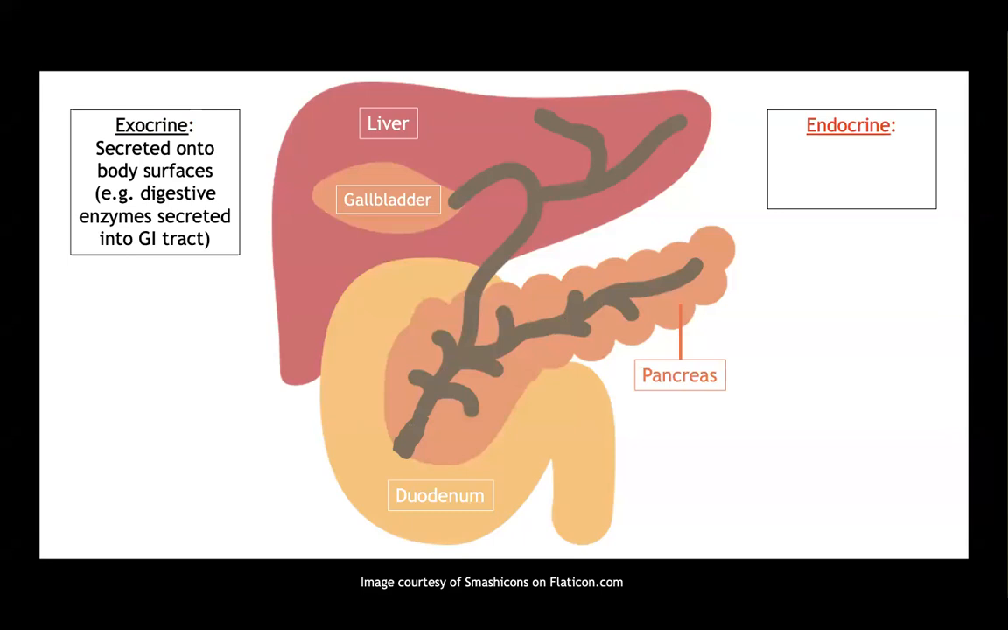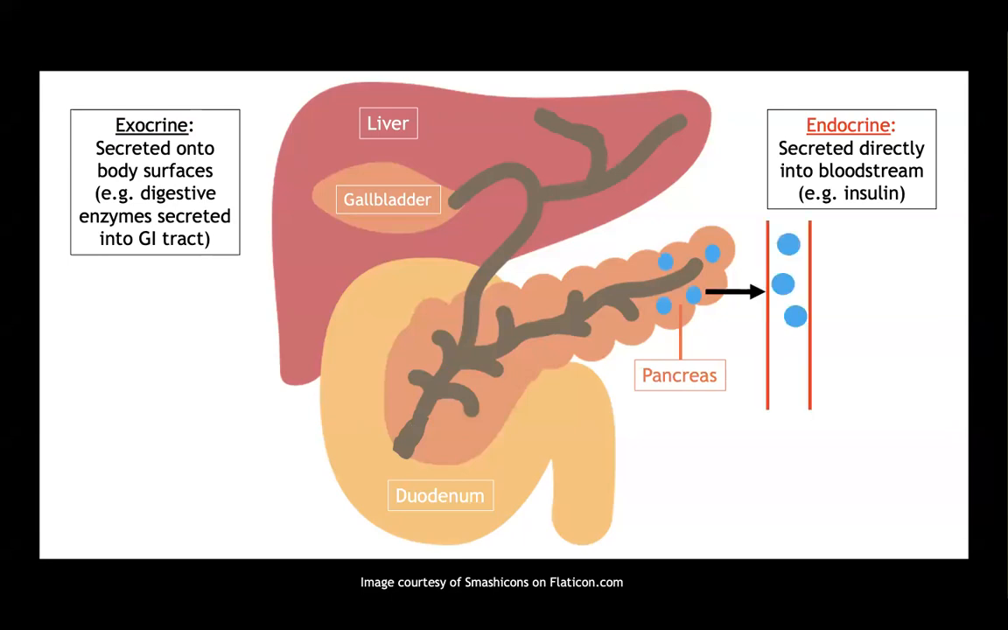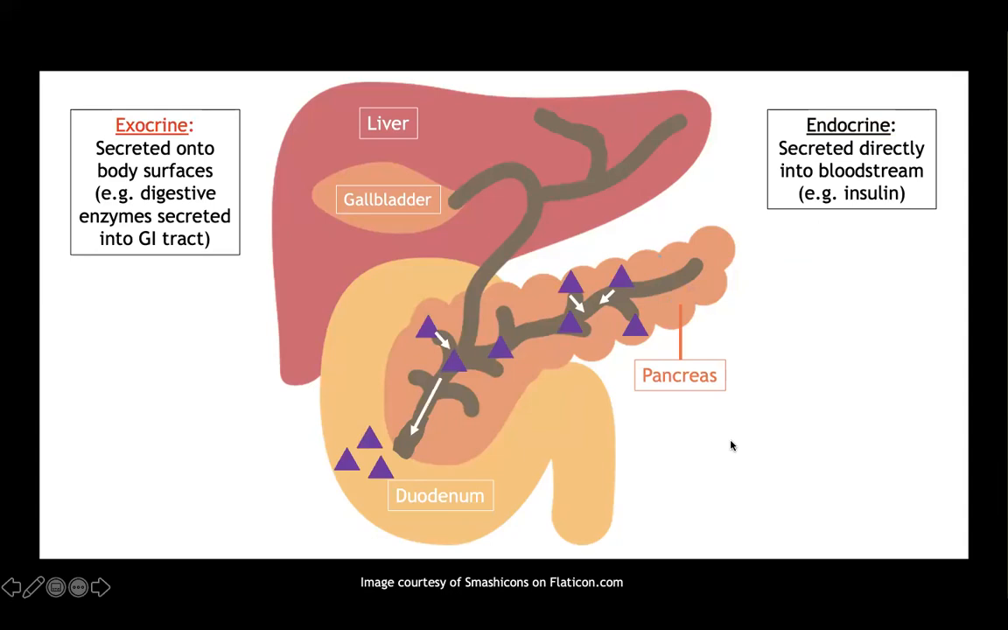The endocrine pancreas, on the other hand, is where you have hormones secreted directly into the bloodstream to exert an effect. And so we have these things called islets of Langerhans. And in this example, they're secreting a hormone, insulin, and it can go straight into the bloodstream. It doesn't have to go into this GI tract right here. So let's talk about the exocrine pancreas and all that entails.